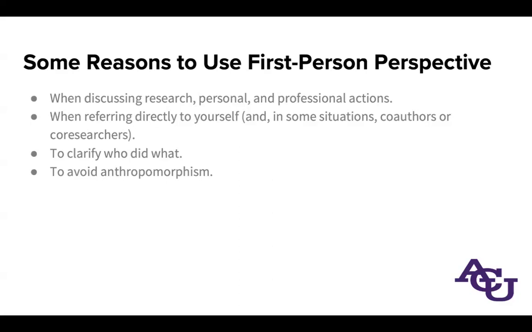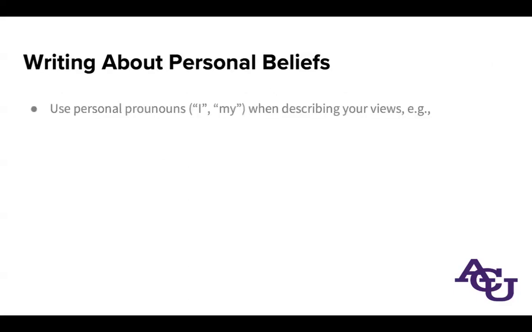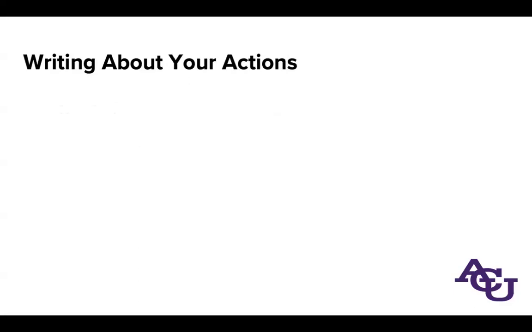And in this case, we were talking about your personal response to something. And so that is something where I, my, me are all very appropriate. So when you're talking about personal beliefs in APA style, you can and should use personal pronouns like I and my when describing your views, like I believe that, I define this as, or I understand that. My personal belief is that, or the most important thing in my life, or a tragedy that just struck and has stayed with me is blah.